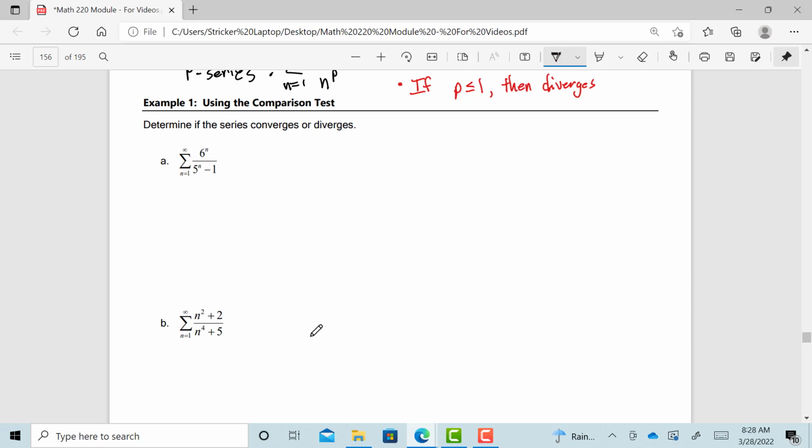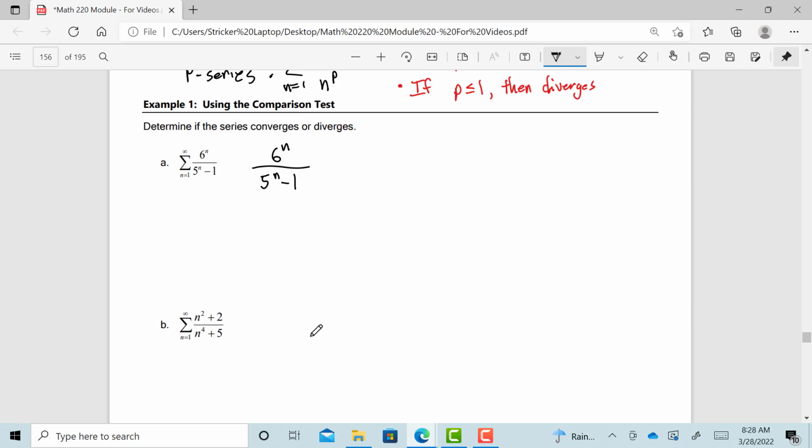So, all right, let's look at example 1a. Using the comparison test, determine if the series converges or diverges. And we have 6 to the n over 5 to the n minus 1. And if you look at that, 6 to the n and 5 to the n are having the most impact on this. The negative 1 has very little impact. So it would be nice if we could compare it to 6 to the n over 5 to the n. Now how do we think about doing this comparison?